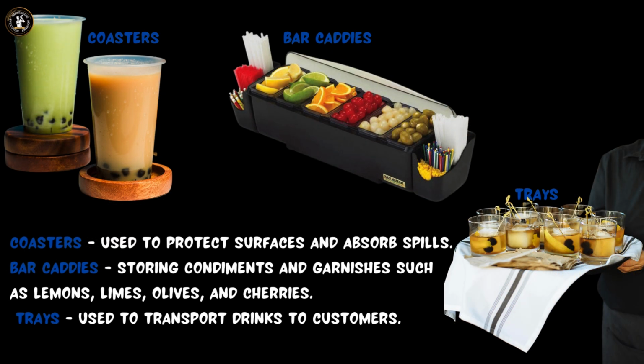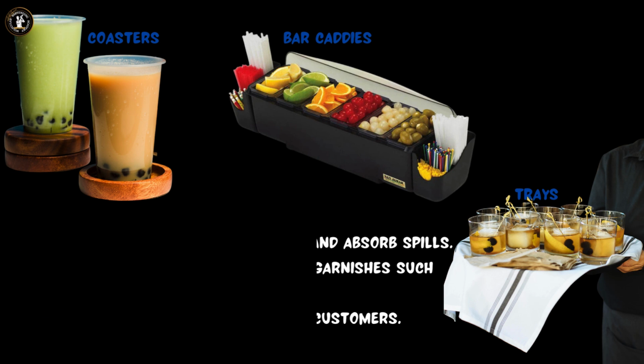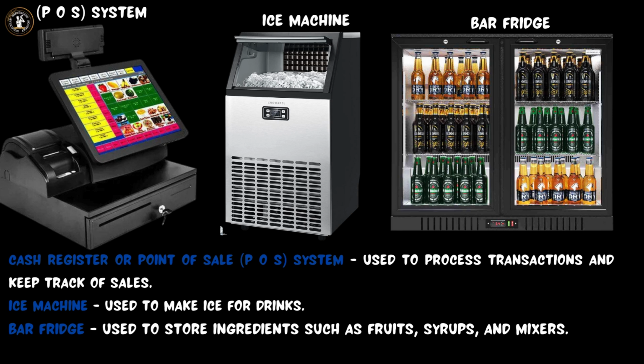Coasters. Used to protect surfaces and absorb spills. Bar caddies. Storing condiments and garnishes such as lemons, limes, olives, and cherries. Trays. Used to transport drinks to customers. Cash register or point of sale (POS) system. Used to process transactions and keep track of sales.